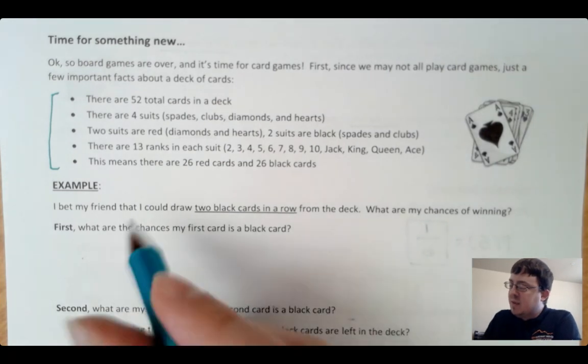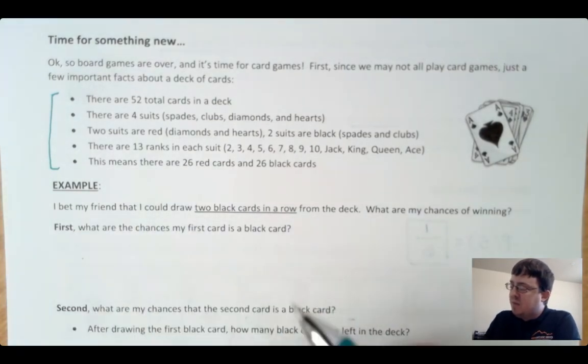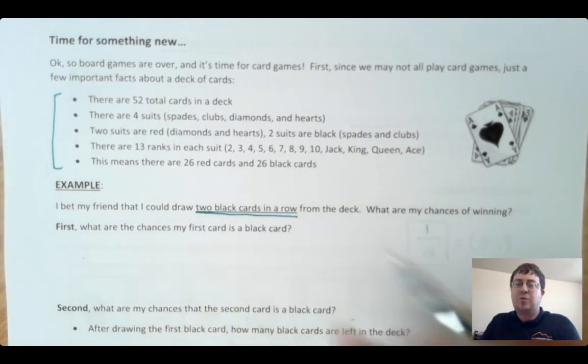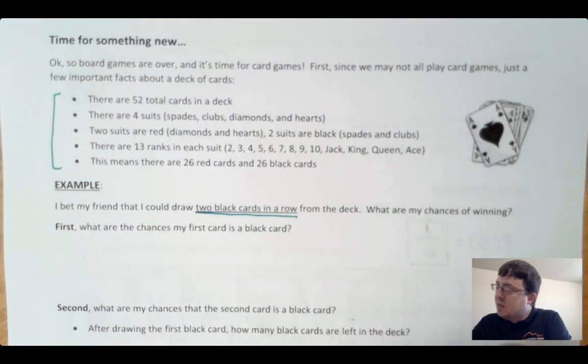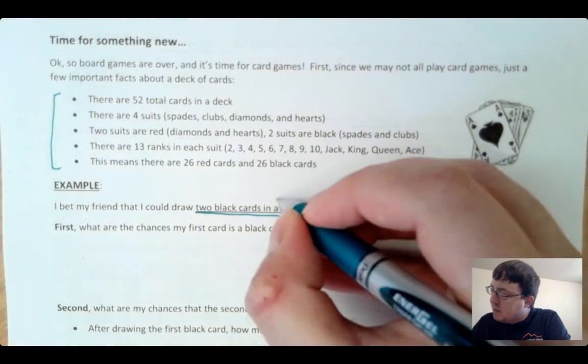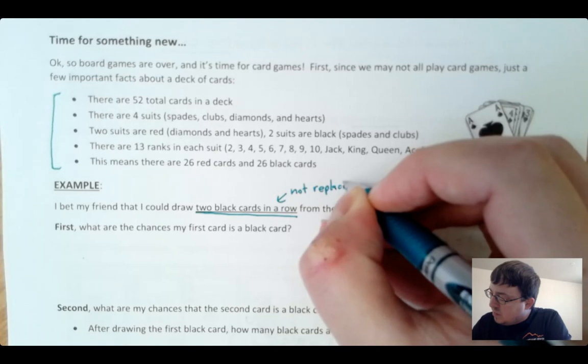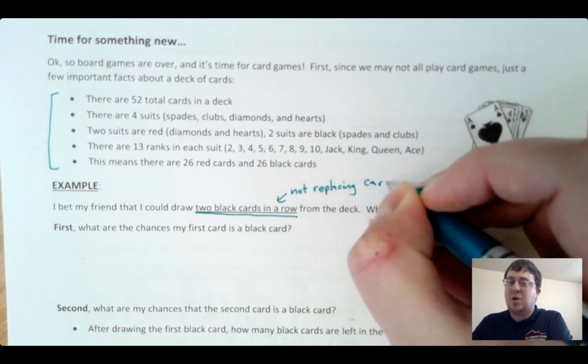So for this example for dependent events, I'm going to bet my friend that I can draw 2 black cards in a row from the deck. So when I say in a row, that means I'm not replacing the cards. I'm going to draw a card off the top.